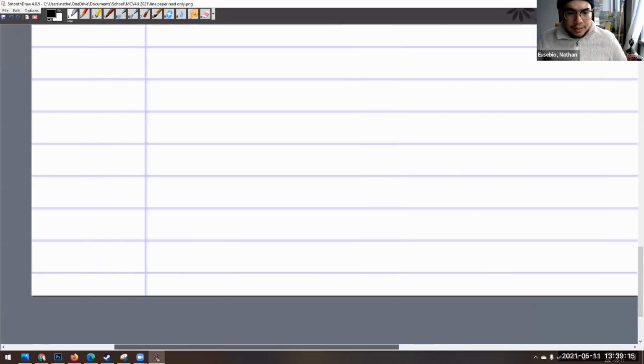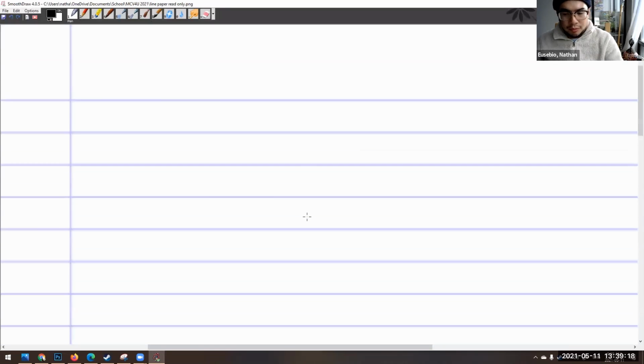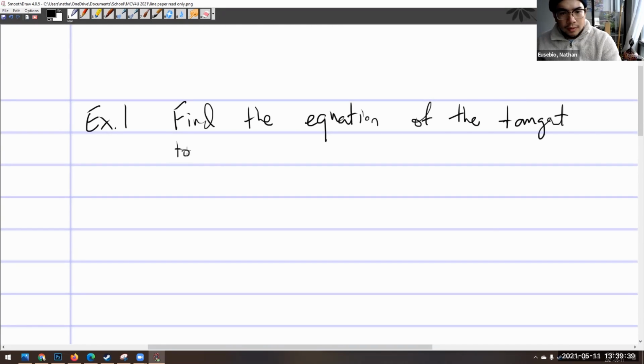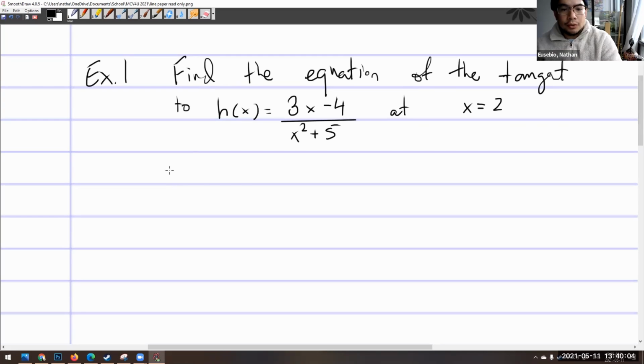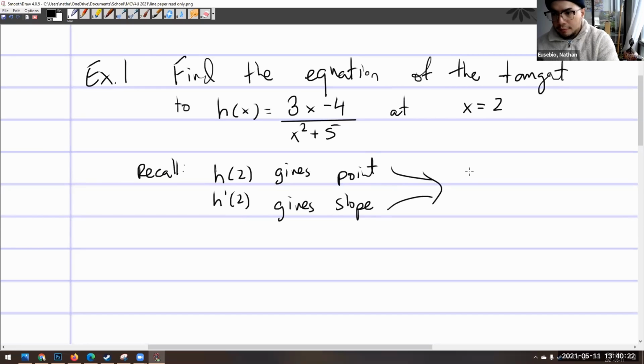All right, so let's do some examples just using our quotient rule. Find the equation of the tangent to h of x equals 3x minus 4 over x squared plus 5 at, let's try x equals 2 and see what happens. So recall, if I plug in 2 to the original function, I get the point. And if I plug it into the derivative, it gives you the slope. You put it into your point slope formula, and then you're done.